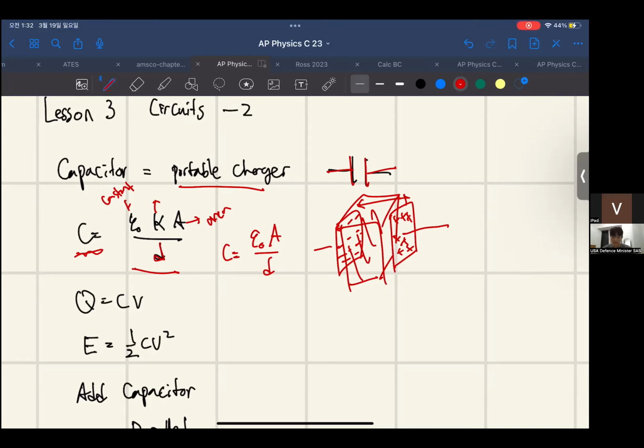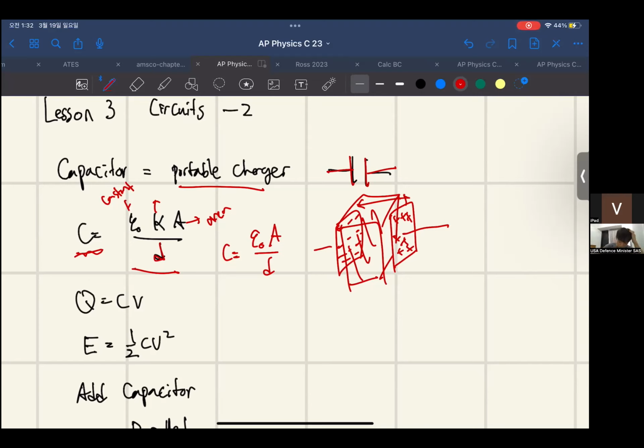But anyways, that's how you calculate capacitance. Now, as you can see, capacitance is a physical trait, just like the resistance of a resistor. Capacitance is a physical trait. It does not change depending on how much current is flowing or how much voltage is across it, but it is a unique and independent characteristic. It is the characteristic that the capacitor itself has.